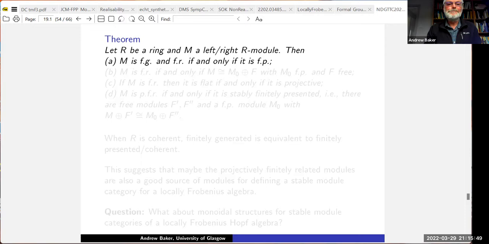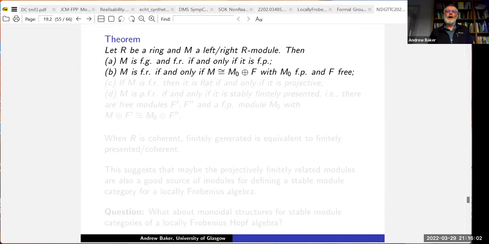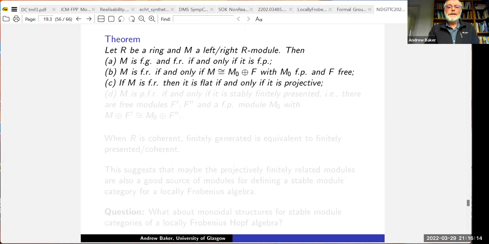The one that's most interesting is, what does this finitely related condition really mean? Well, it turns out that's equivalent to being a sum of a finitely presented module and a free module. R can be any ring here, right? We're not talking about coherent rings, any old ring. And finitely related, again, using a nice criterion for flatness, you can prove that for a finitely related module, flat and projective are equivalent conditions.